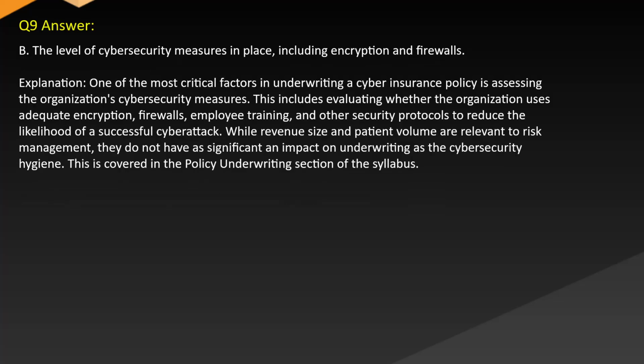Answer. B. The level of cybersecurity measures in place, including encryption and firewalls. Explanation. One of the most critical factors in underwriting a cyber insurance policy is assessing the organization's cybersecurity measures. This includes evaluating whether the organization uses adequate encryption, firewalls, employee training, and other security protocols to reduce the likelihood of a successful cyber attack. While revenue size and patient volume are relevant to risk management, they do not have as significant an impact on underwriting as the cybersecurity hygiene. This is covered in the policy underwriting section of the syllabus.